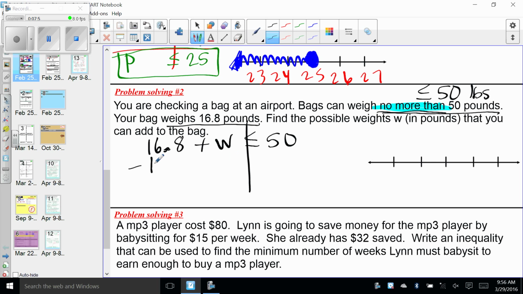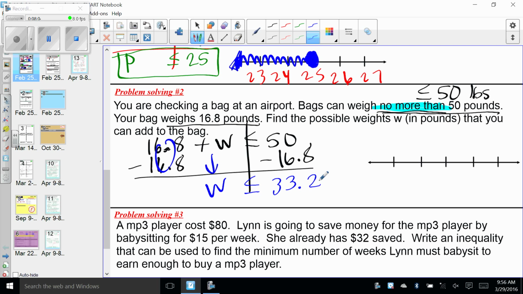As I start to solve, I'm going to subtract 16.8, copy, paste. Working left to right then, we get the weight is less than or equal to 50 pounds. Take away the 16.8 that you currently have, leaves you with another 33.2 pounds that you could add to the bag and still be within the range.